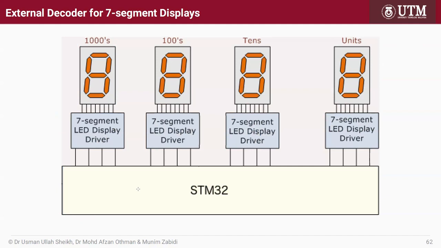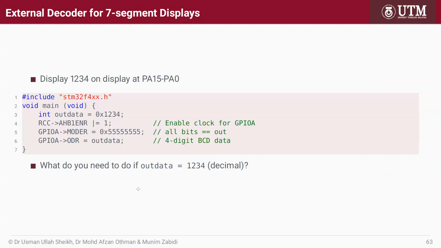Let's say I want to have 4 digits. I need 4 7-segment displays connected to 4 digits. This is the easiest and the laziest way. Let's say I want to send the number 1, 2, 3, 4. The display is connected to PA15 to PA0. It's quite easy: just send the data to the ODR, and you will see 1, 2, 3, 4. This data is already in hexadecimal.